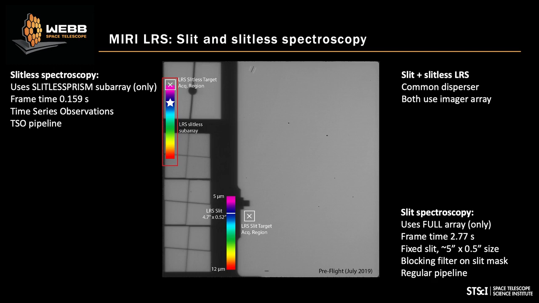And then we have a subarray located to the upper left, which is a completely slitless spectrograph, solely used for the TSO observations. So all the TSO observations will actually use this subarray data, which is 72 pixels by 416 pixels with a frame rate of about 0.15 seconds. Next slide, please.